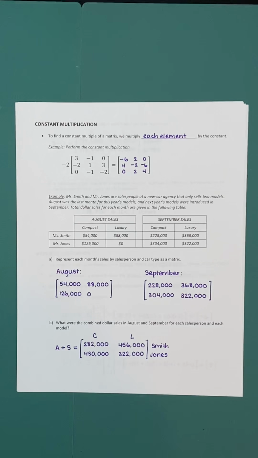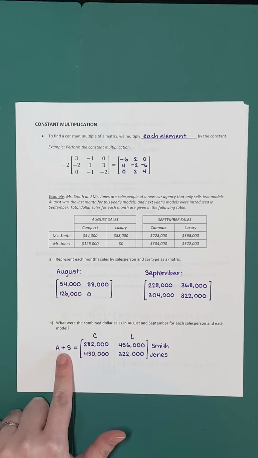Okay, so the next question. What were the combined dollar sales in August and September for each salesperson and each model? What I'm looking at here is the word combined. Combined tells me I'm somehow putting things together. So what we want to know is in total, how much did each person sell in terms of the two different types of cars? In other words, the compact model and the luxury model. In this case, we can represent that by a matrix addition.